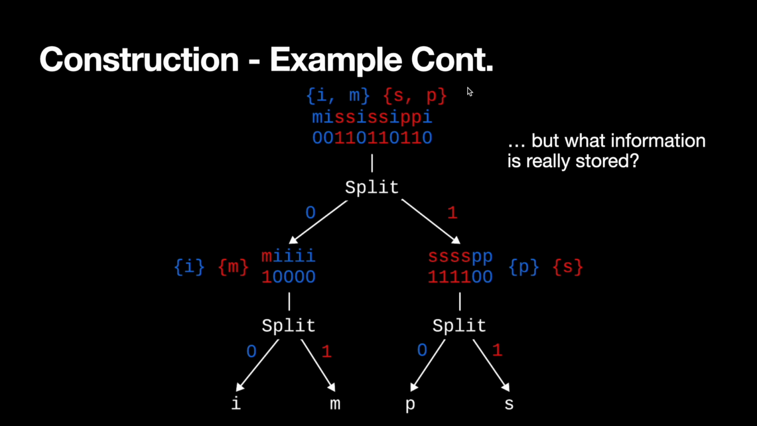And on the other side with the S's and the P's, we've done the very same thing. We've taken that alphabet of S and P, and split it into 2 separate alphabets, S and P. We created a binary encoding and split it, so we're left with the leaf nodes. And at this point, we're done.